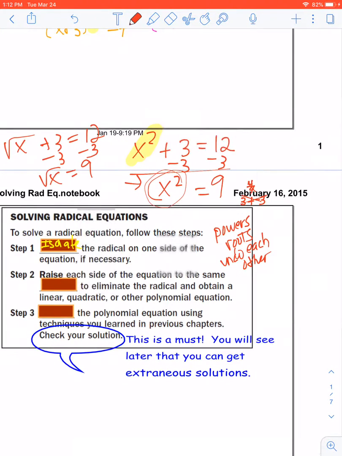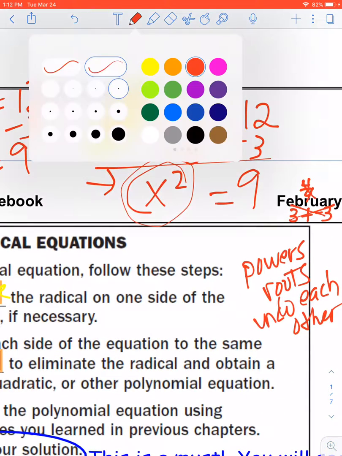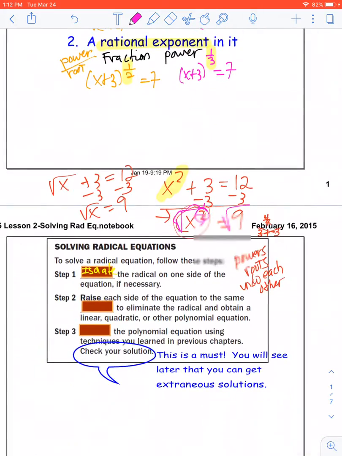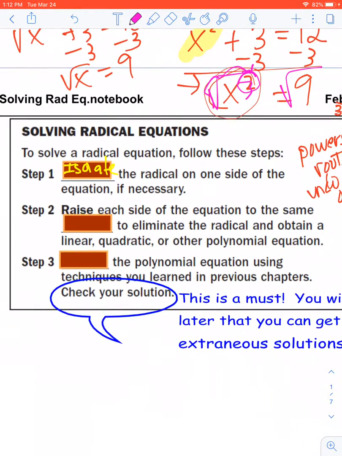So for instance, let's take this example that I did earlier. If I have x squared equals 9, didn't we take the square root of both sides because the square root and the square undo each other? So that idea is step 2. We're going to raise each side of the equation to the same power to eliminate the radical because powers and radicals undo each other.